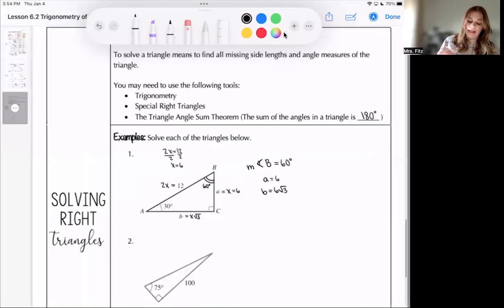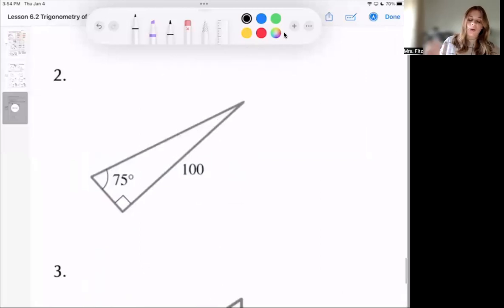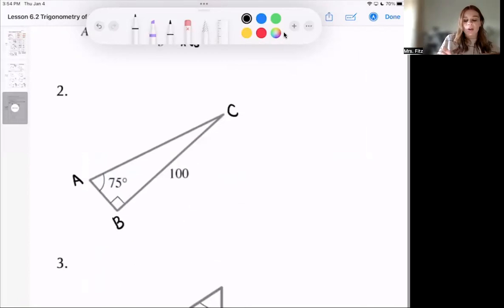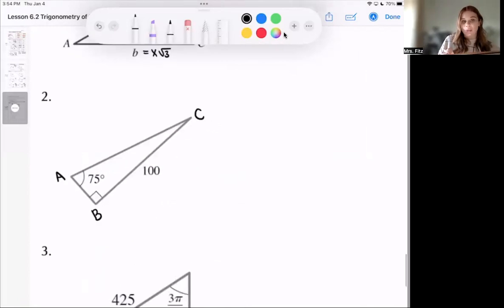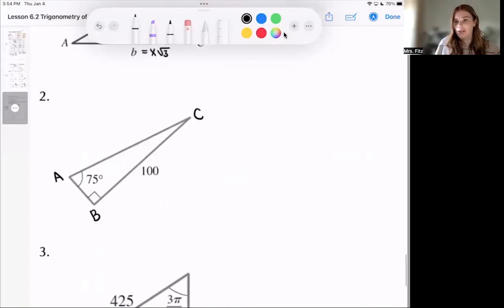Okay, let's take a look at number 2. We are only given one angle measure and one side. This is also not labeled, so if a triangle is ever not labeled, go ahead and take a moment and label it A, B, C, okay? All right, so we know angle A and angle B, I guess because it's a right triangle, they gave us two angles, but only one of the acute angles. So we still need to find C.